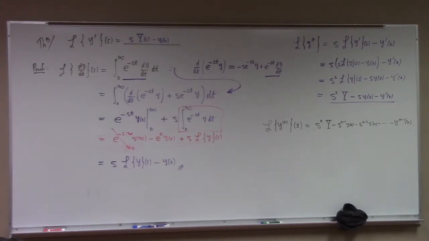Integral from 0 to infinity. What we got? e to the minus st, t, f of t. t f of t dt, yeah. Versus the Laplace transform of f, which is what? Integral from 0 to infinity of e to the minus st f of t dt.